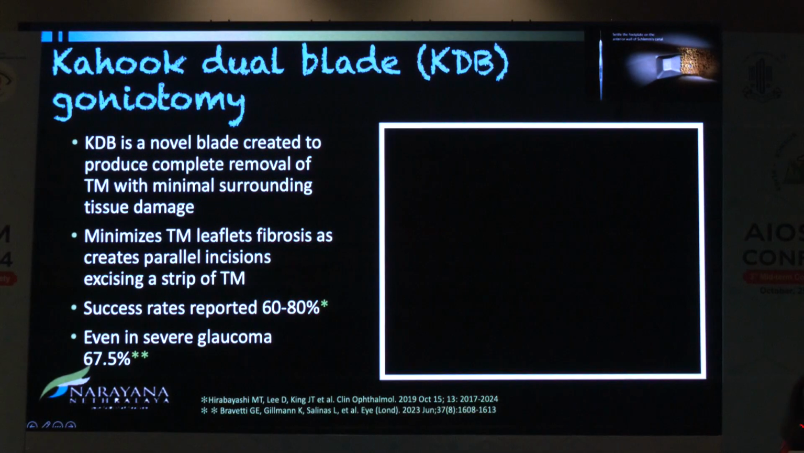Okay. Similarly, another surgery is the Kahook Dual Blade. This is a novel blade which is created to produce the removal of trabecular meshwork. So now we saw stenting of the angle. Now I'm going to tell you about the stripping of the angle. So you de-roof Schlemm's canal for 90 to 120 degrees using this specialized blade called the Kahook Dual Blade.